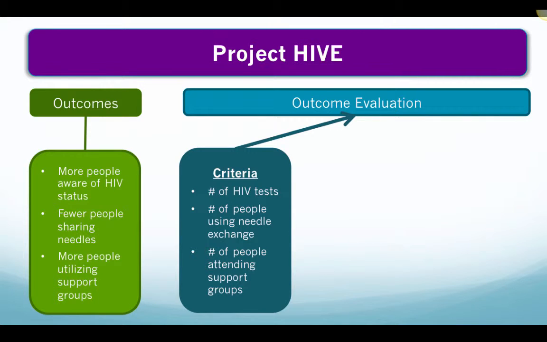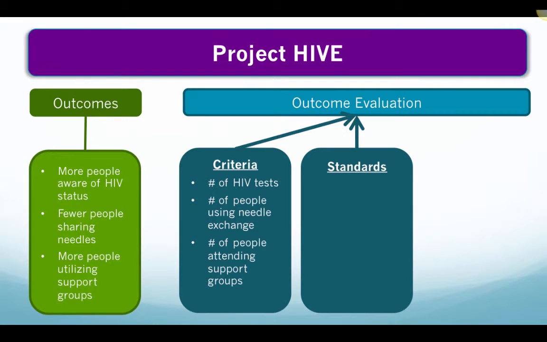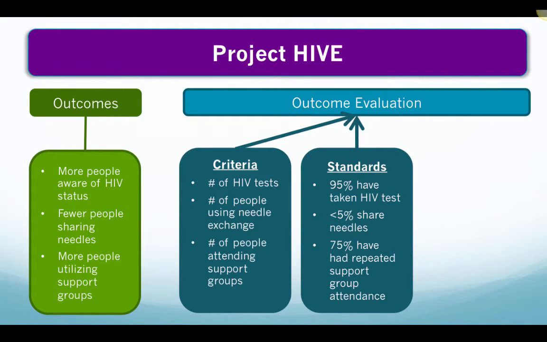And the standards set by this program are that 95% of the people using the needle exchange program should have taken at least one HIV test since accessing services within a 6-month period. Less than 5% of those receiving needles from the exchange program should report having used shared needles since first accessing services within a 6-month time period. And finally, at least 75% of the people who have attended support groups should have attended at least 3 groups over the course of 6 months.